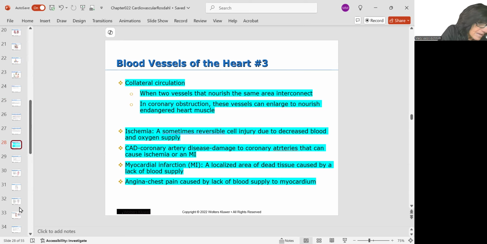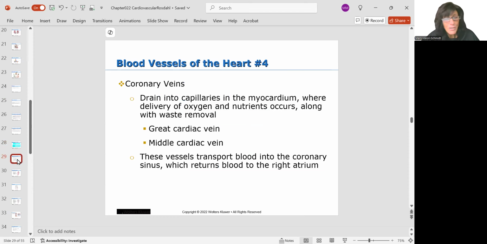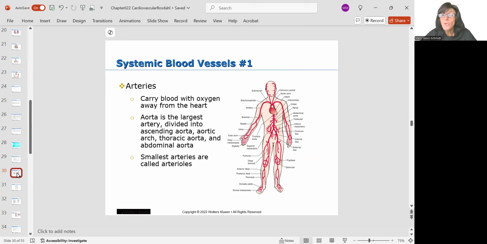Let's see what is next. Next we have, I'm not going to get into coronary veins, but wherever there are arteries feeding oxygenated blood, there have to be veins to remove carbon, right? So let's look at the arteries.